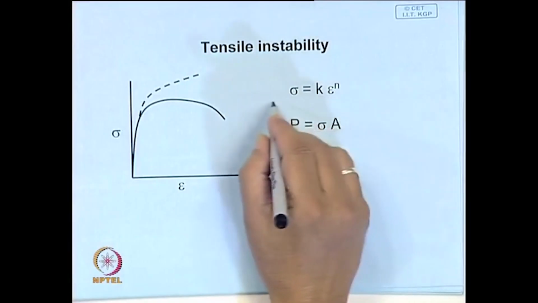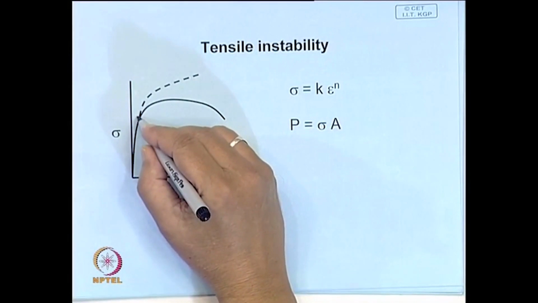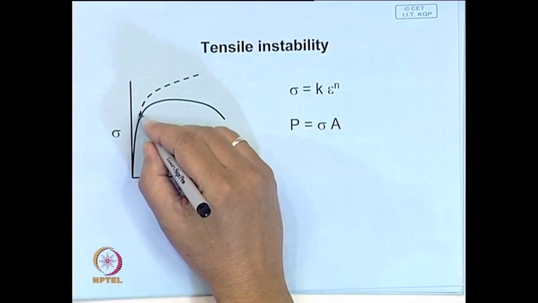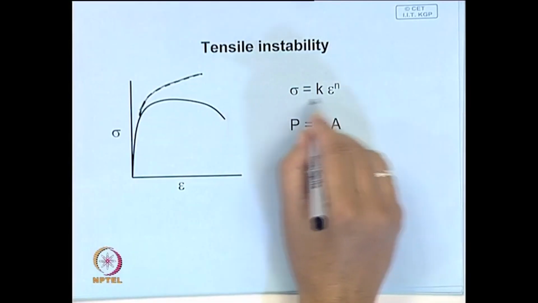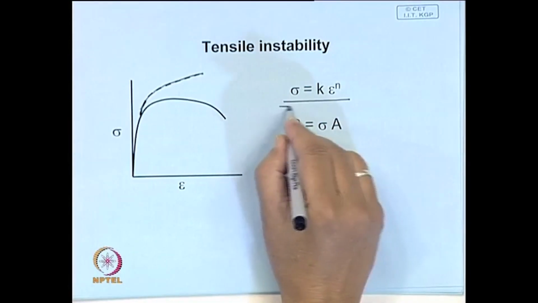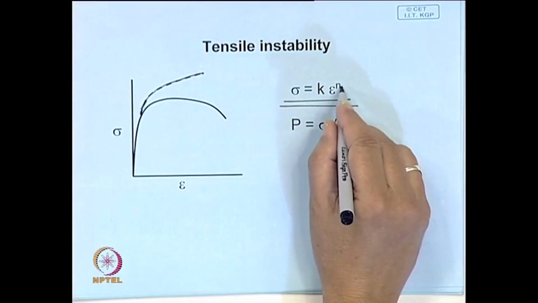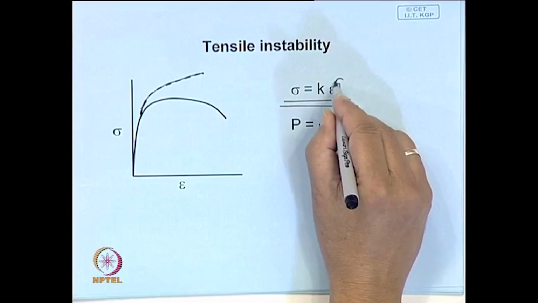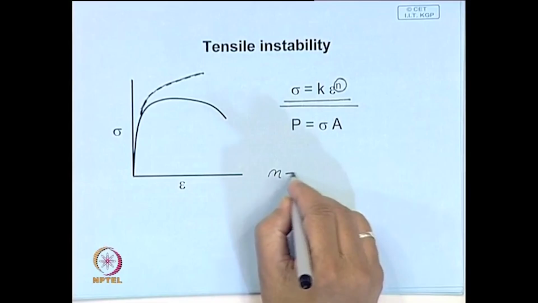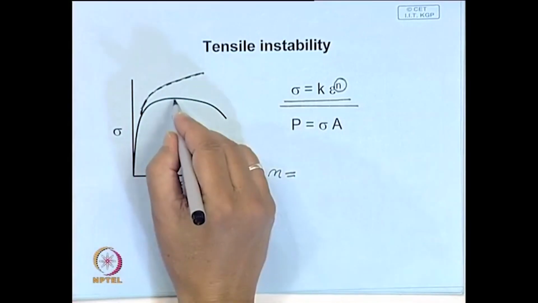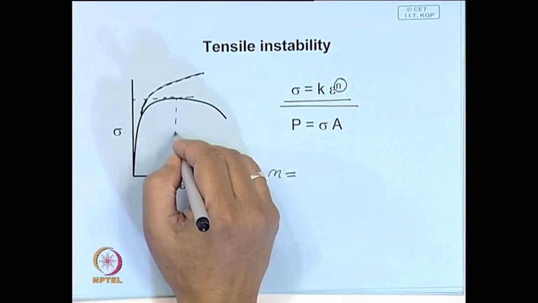Now, you take this as an exercise. This plastic portion of the true stress strain plot can be represented by an expression like this. And here you try and show that this n is a measure of uniform elongation. So, that means you get uniform elongation until this point.